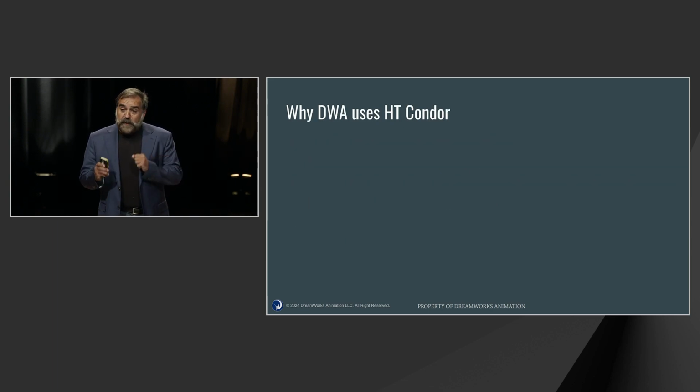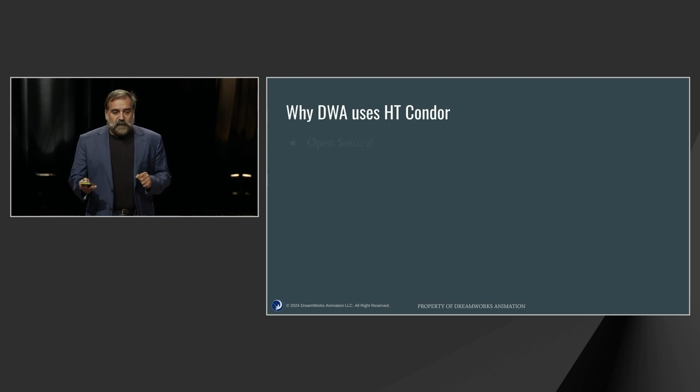So why do we like Condor? Just real quick, open source is very important to us. It's such a critical piece of infrastructure, and we want to be in control of our own destiny there. So having the open source gives us a lot of ability to tune it the way we need it. It's a very scalable architecture, so the scheduling services can scale independently, so you can scale the schedulers up and down as your demand ebbs and flows.